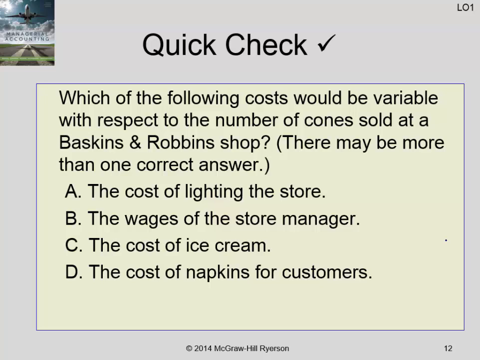Okay, so is the cost of lighting the store going to be variable? Probably not, right? The lights are on or off no matter how many ice cream cones they sell. Same thing with the wages of the store manager. Presumably that person is getting paid a fixed amount per hour or per pay period, and so that's not going to change. But the cost of the ice cream, the input cost, the more ice cream cones you sell, the more ice cream you're going to have to pay for. And same goes for the napkins for the customers. All right.